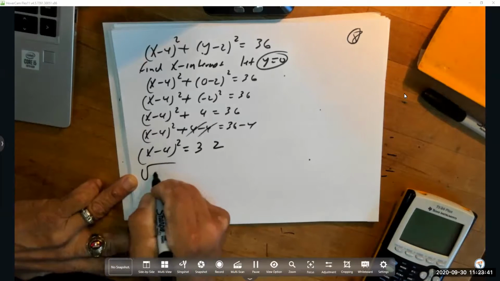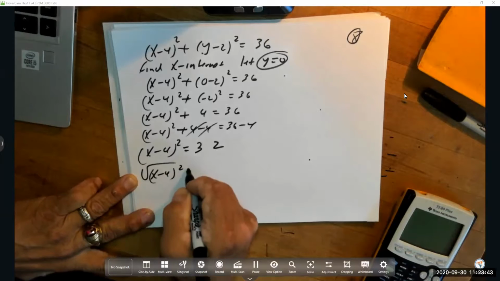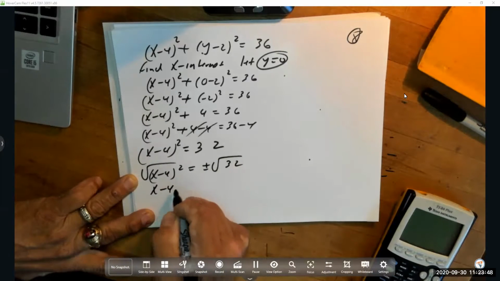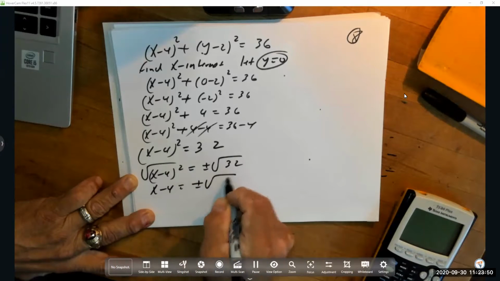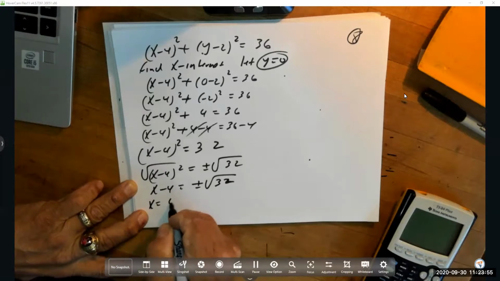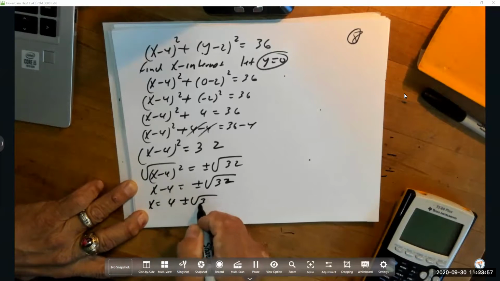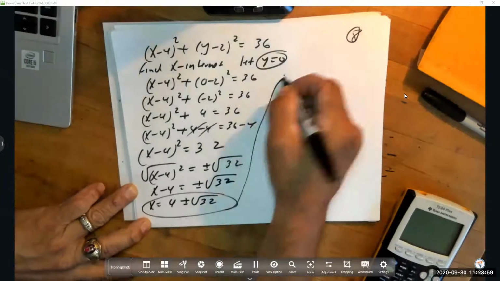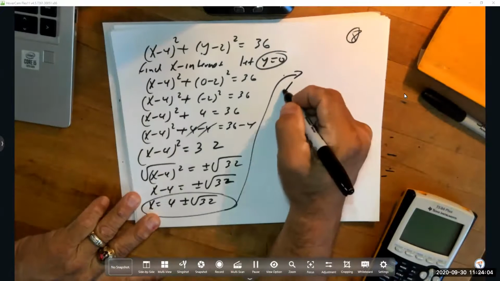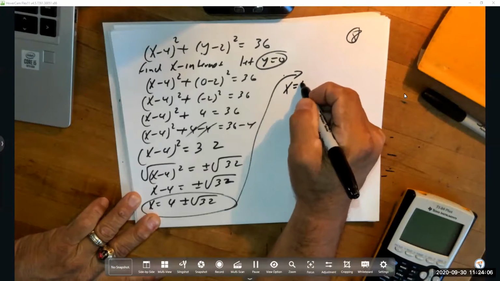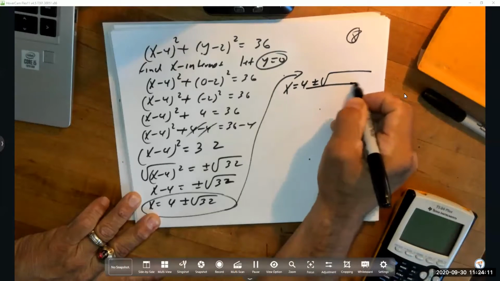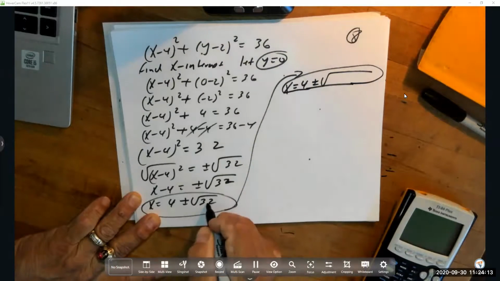Now you still have to do more stuff. You have to take the square root of both sides, so x minus 4 equals plus or minus the square root of 32. I'll bring this 4 over here. Finally, I get 4 plus or minus this thing here. But this one, I'm going to fix it. Give me two numbers that if you multiply them together, you'll get 32.